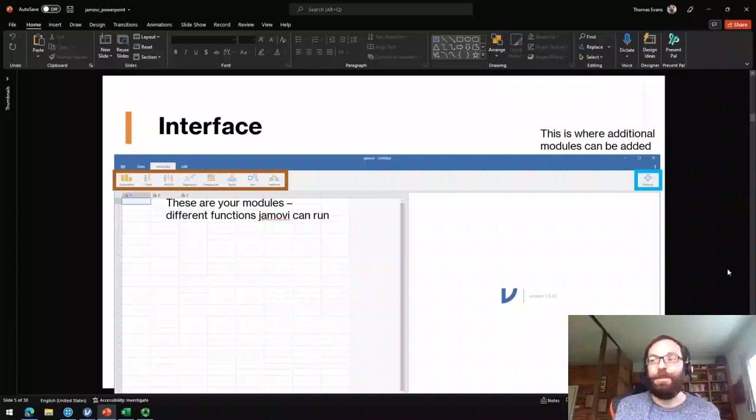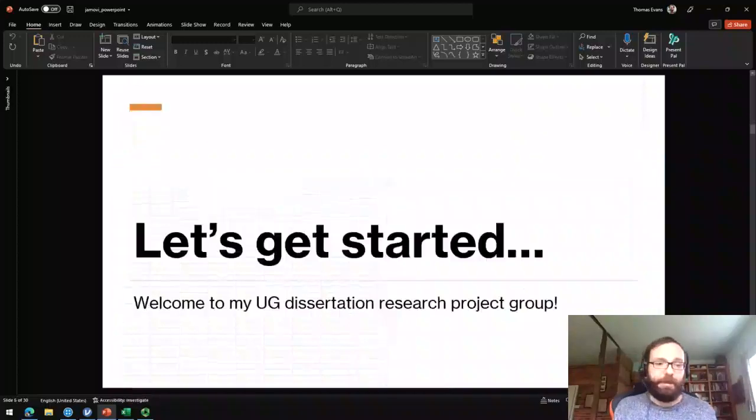basic research methods tools. On the right-hand side, just under the blue banner, you'll see a plus sign, and this is where you can click to add new modules to Jamovi. We're going to do this very shortly, and this is what I was referring to previously in terms of increasing the scope of what's possible when using Jamovi. So that is all you're going to need to know. So we're going to get started.